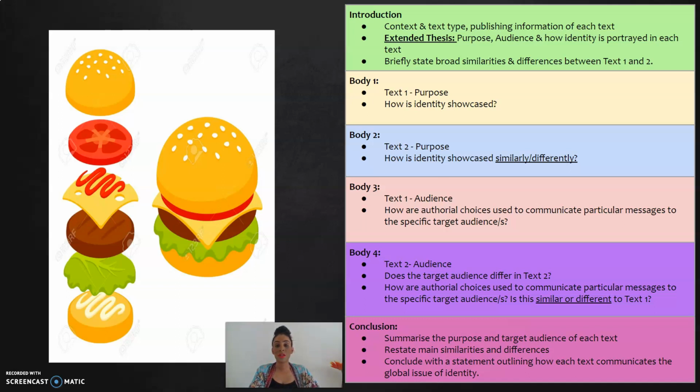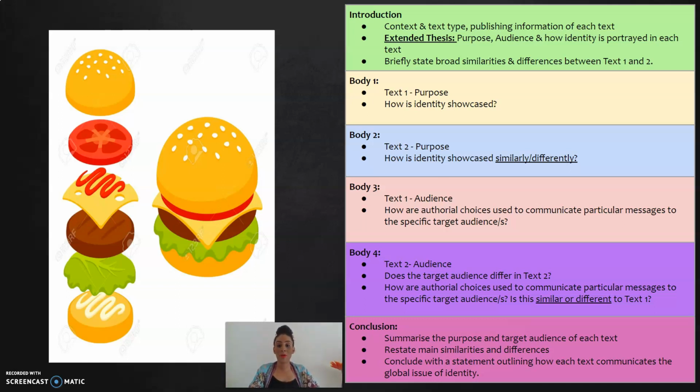In your introduction, the majority of your introduction will consist of what we call an extended thesis. And guys, an extended thesis is really just a thesis that is more than one statement. It means that it's extended beyond one statement, kind of like an extended metaphor. So your extended thesis will talk about the purpose and the audience of each text and how identity is portrayed in each text as well. And then you'll briefly state some broad similarities and differences between text 1 and text 2. And I am going to show you how this looks this lesson in an actual essay.